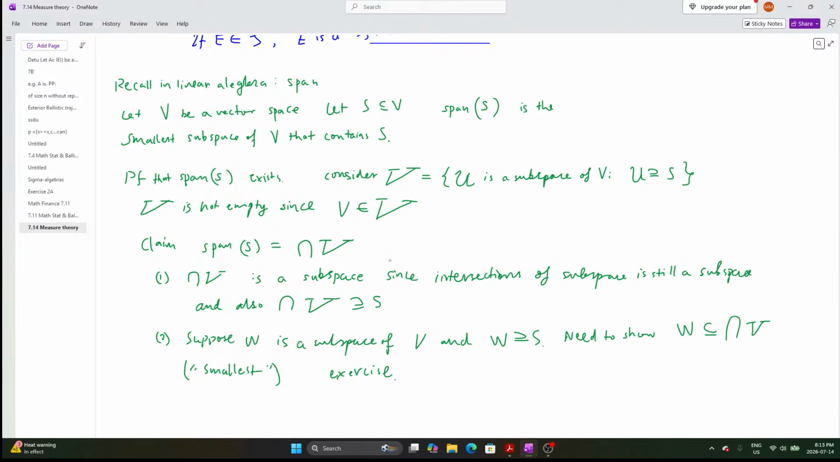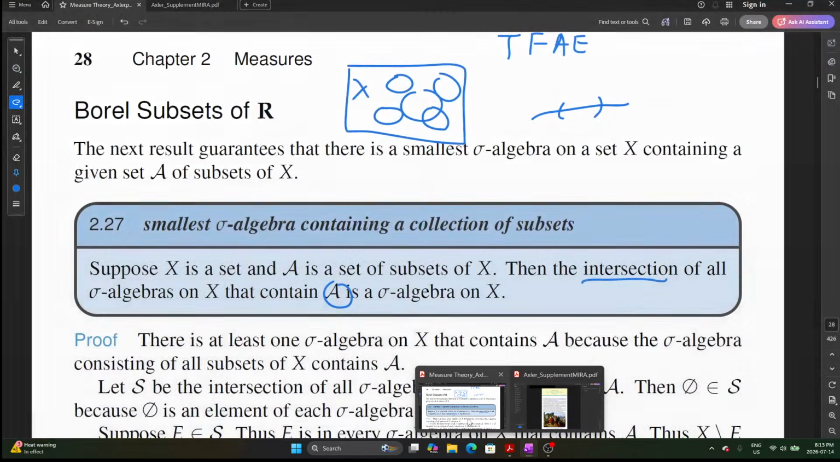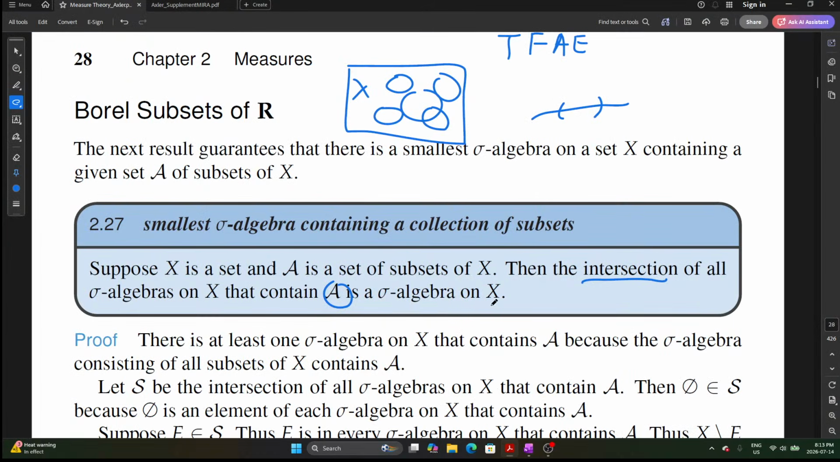So that's basically the sketch of the proof of span exists. Sup and inf are also an example of an adjunction. Yeah, I have this feeling, right? This is kind of like the logic of sup and inf. Anyway, here it's coming back to measure theory. The proof is pretty much a verbatim adaptation of what we just did in linear algebra.